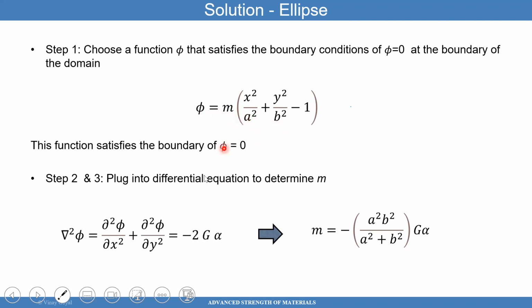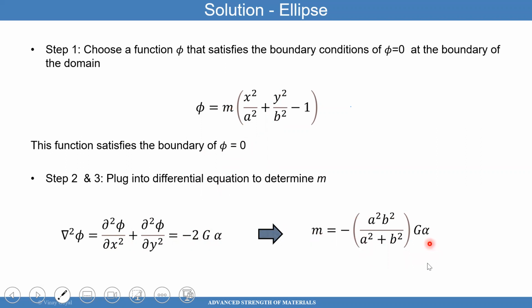Now this satisfies phi equals 0. Done. Now I'll plug this equation into this partial differential equation. When you do that, you will see that all this stuff simplifies very easily. For example, the first partial of this gives you 2x. The second partial gives you 2 over a squared. And you also get 2 over b squared, and that will be equal to minus 2G alpha. I can actually solve for the coefficient m now very easily. And m becomes this equation right here.